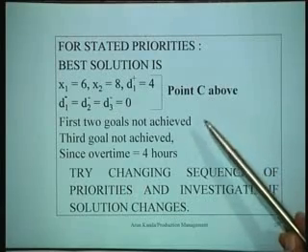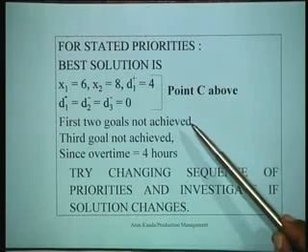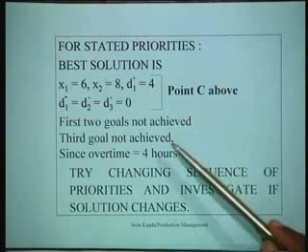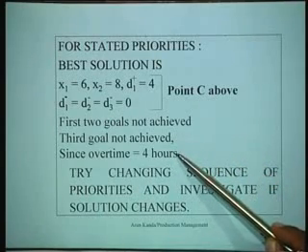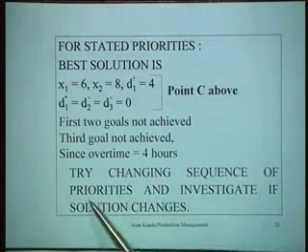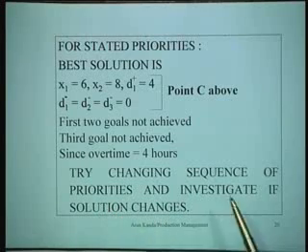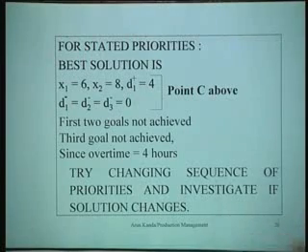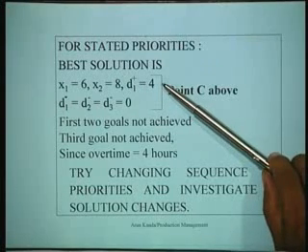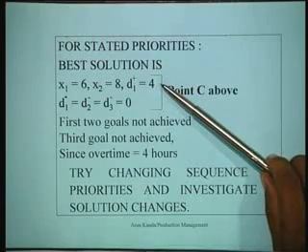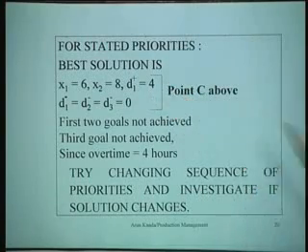And at this particular stage, the first two goals are not achieved, the third goal also is not achieved, and since the overtime at this stage is 4 hours, you can keep on changing the sequence of priorities and investigate if the solution changes. That is something that you can do. And in fact what we are talking about here is a variation of linear programming, typically known as goal programming, in which we define a goal and then we talk about the deviations from the goal, and we are then looking for solutions within a certain priority. So this would be the way in which a goal program would look at this particular solution.